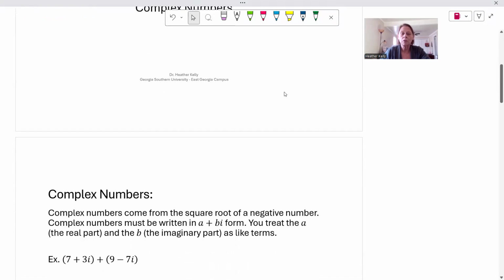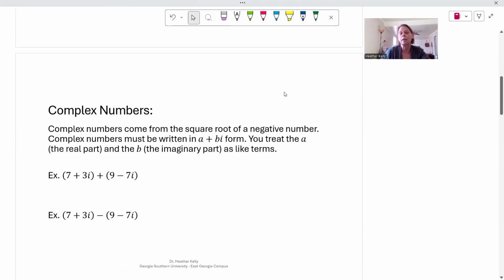Okay, so complex numbers come from the square root of a negative number. Complex numbers have to be written in something called a plus bi form, and you treat the a, what we call the real part, and the b, the imaginary part, kind of like terms, like we would collect the a with the a and the b with the b here. And notice that both of these are in a plus bi form. We're going to treat the i like the variable and the a like the constant and put the variables and stuff together. So we get to use the same rules with adding and subtracting.